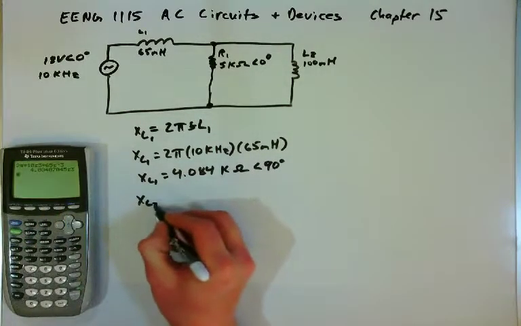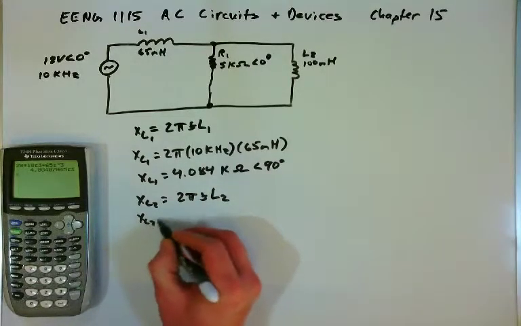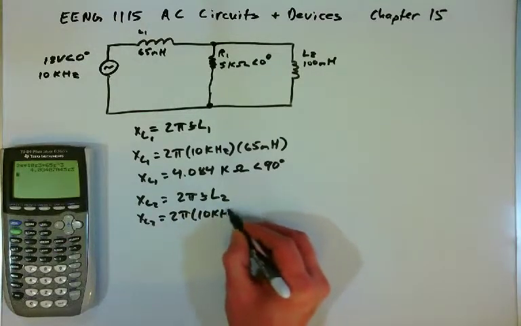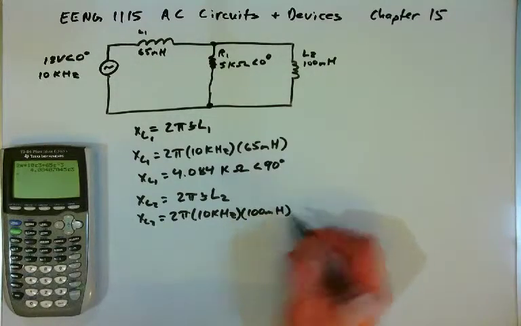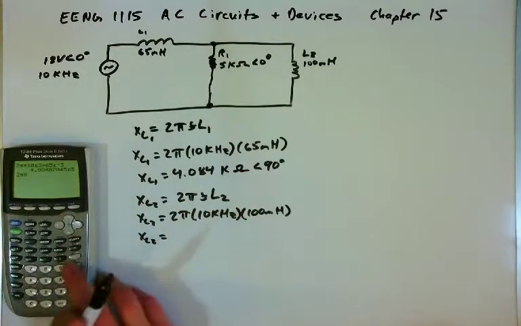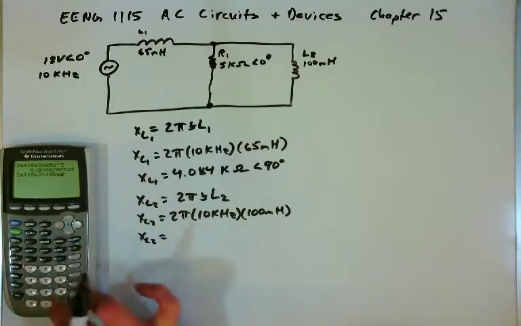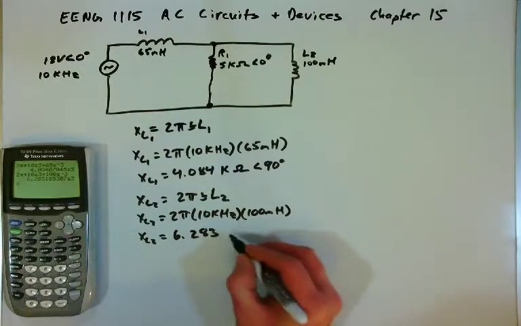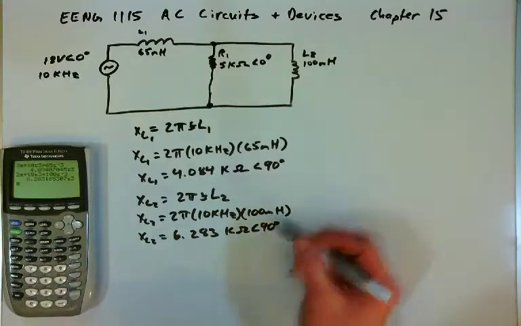And so now we can find X sub L sub 2. Again, it will be 2 pi F L2. So X sub L sub 2 will be 2 pi times the frequency of 10 kilohertz times L2, which is 100 millihenries. And so X sub L sub 2 will be 2 times pi times 10 kilo times 100 milli, and we get 6.283 kilo ohms, and again that is always at positive 90 degrees.